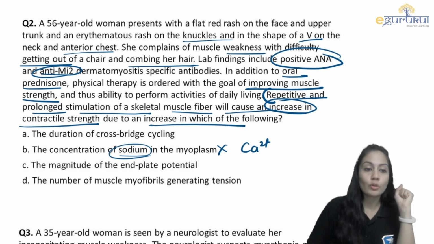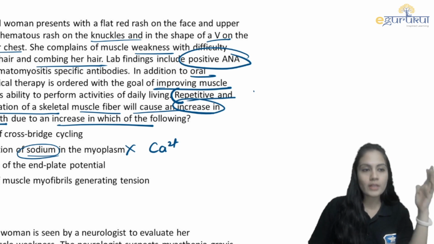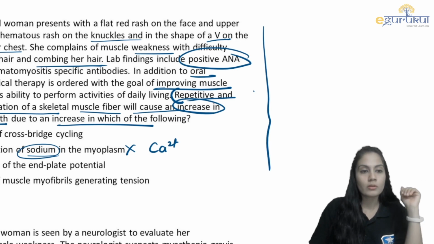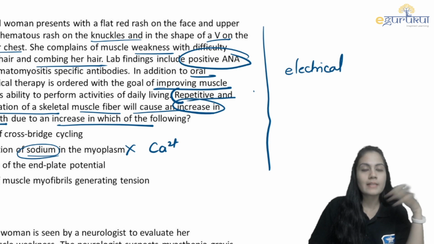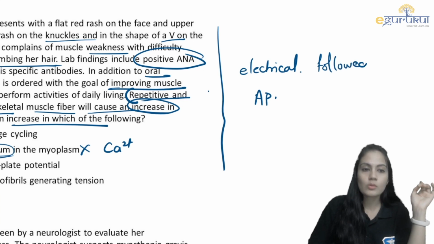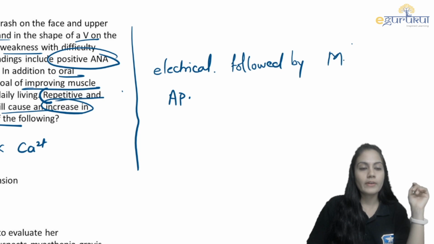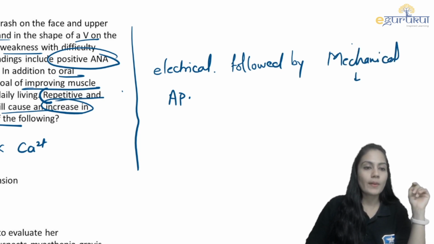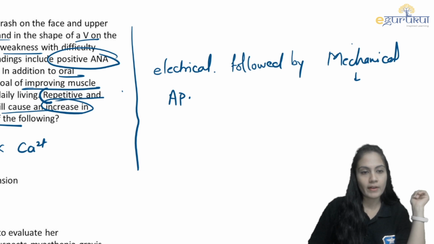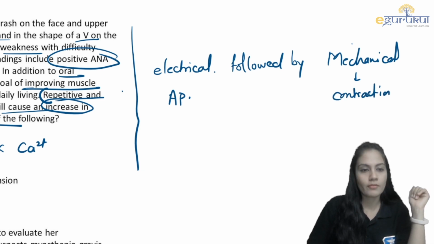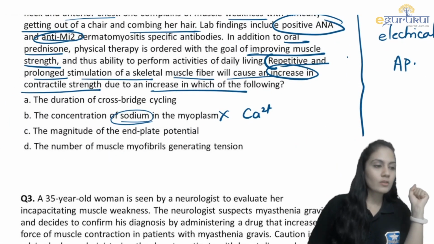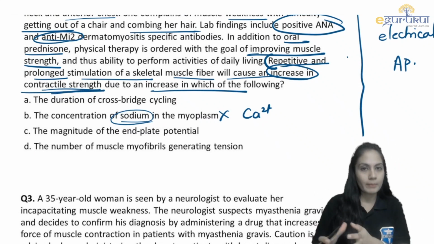Remember, there are two different phenomena. When we talk in terms of electro or neurophysiology, nerve muscle physiology specifically, there is an electrical phenomenon that we call either RMP or action potential, which is going to be followed by a mechanical phenomenon. And the mechanical phenomenon is nothing but the response given to this electrical phenomenon. Usually when we talk about nerve muscle physiology, we talk in terms of contraction. So what they're asking about is contractile strength. That means they're asking about the mechanical phenomenon over here.